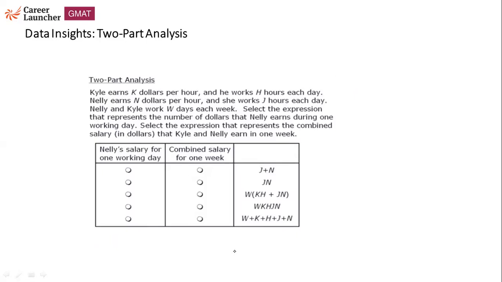Next, the third type of question, which is two-part analysis. Here, the information is given. You need to understand the information, analyze it carefully, convert English to maths, and then solve these two parts. The radio buttons are given. So if you select this radio button, the other radio buttons get deselected. Similarly, you need to get both the parts correct to get the question correct.